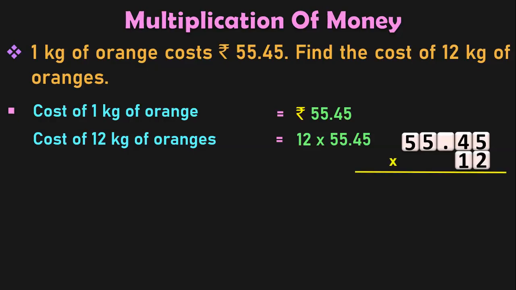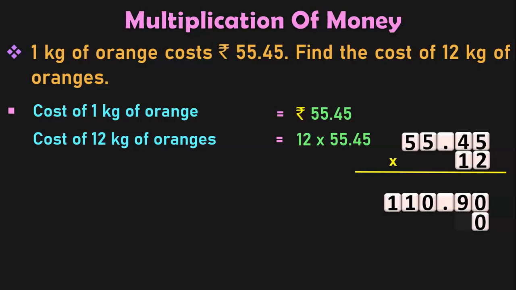Now multiply 2 into 5 is 10. 0 carry over 1. 2 into 4 is 8. 8 plus 1 is 9. Next, you have to keep the decimal point exactly in the same place. That is 2 places from the right side. Next, multiply 2 by 5, which is 10. 0 carry over 1. Next, 2 into 5 is 10. 10 plus 1 is 11. So you get the answer to be 110.90.